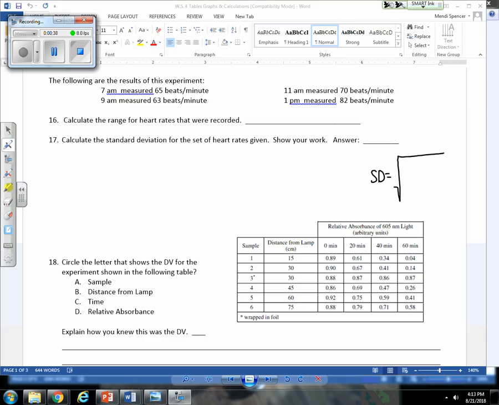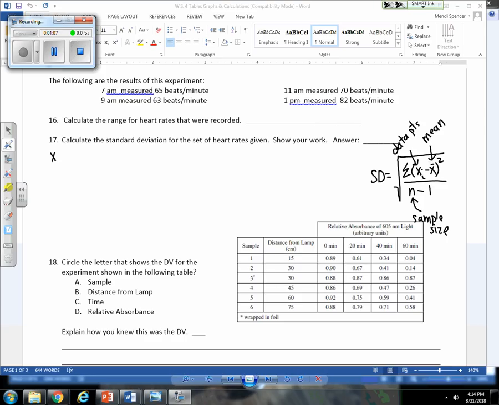So all underneath the square root, we have the sum of your data points minus the mean. That will be squared, divided by n minus 1. Remember, n was sample size, and then x with a line over it, that means the mean or the average, and the x with i means your data points. I like to work in columns when we do this.